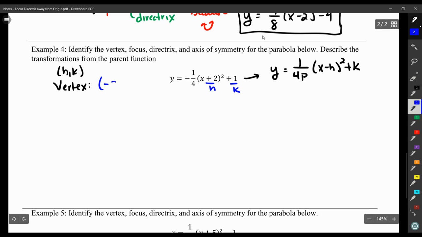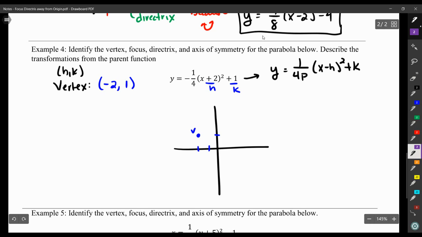So my h is -2 because it's inside parentheses, so it's opposite. And my k is a +1. And I'm going to go ahead and make a sketch as I go, because again, the sketch is going to help us with this process. So the vertex is at -2, 1. So here is my vertex.